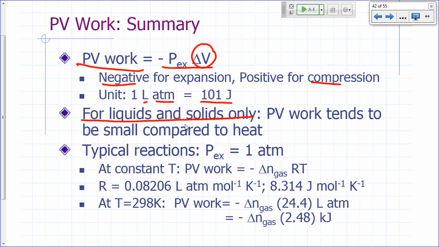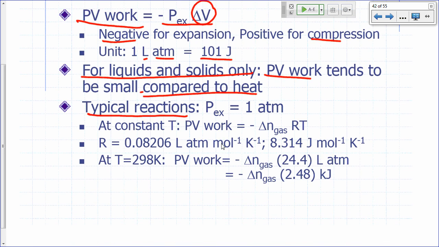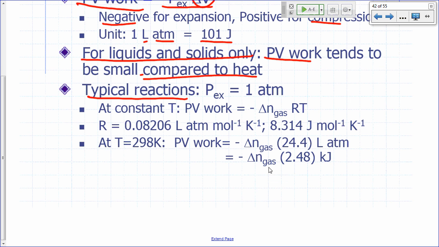When you're dealing with liquids and solids only, the pressure volume work tends to be very small compared to the heat. Okay, so most of the time we can just ignore the amount of energy transferred due to work if the only thing you're dealing with are solids and liquids. But if gases are involved in the changes you're looking at, then you have to worry about the work involved, the energy transfer due to work.